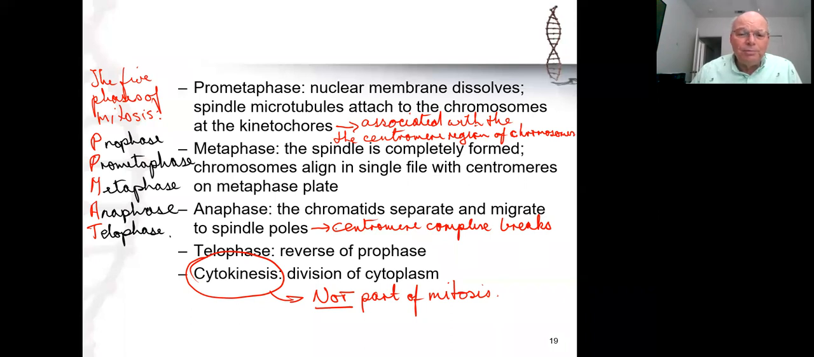So the microtubules provide a framework for the sister chromatids, now chromosomes, to actually migrate along as they move away from each other to opposite ends of the spindle. Then in telophase, it's basically a reversal of everything that went on in prophase and prometaphase.